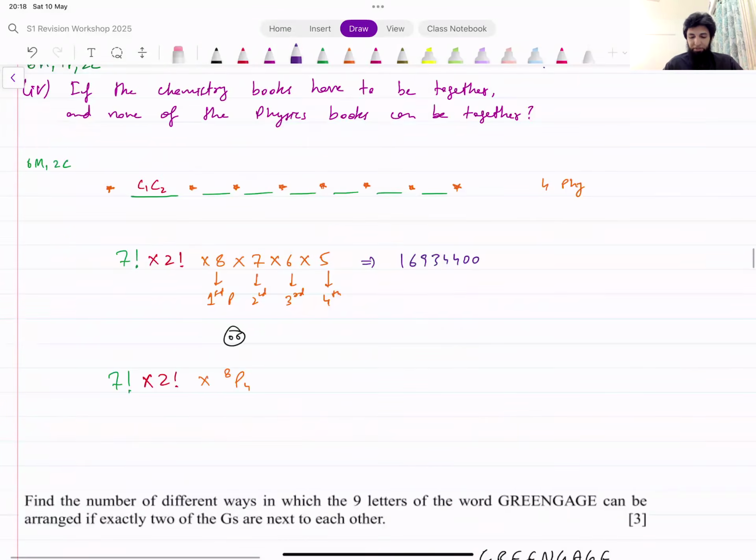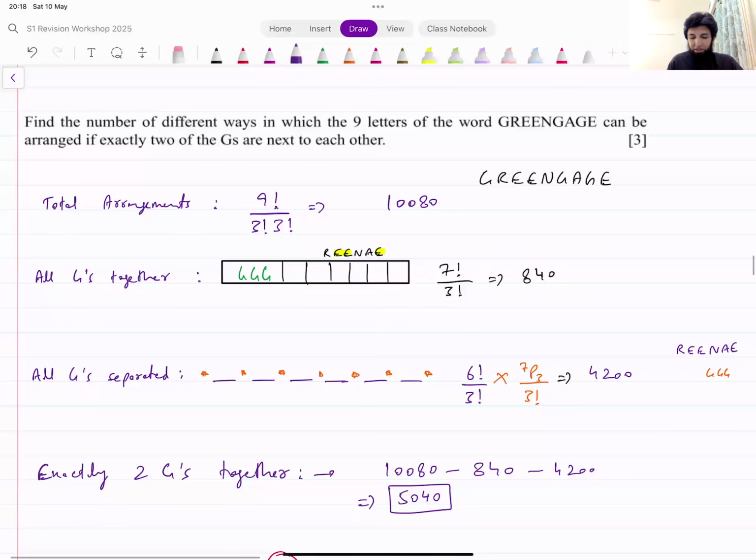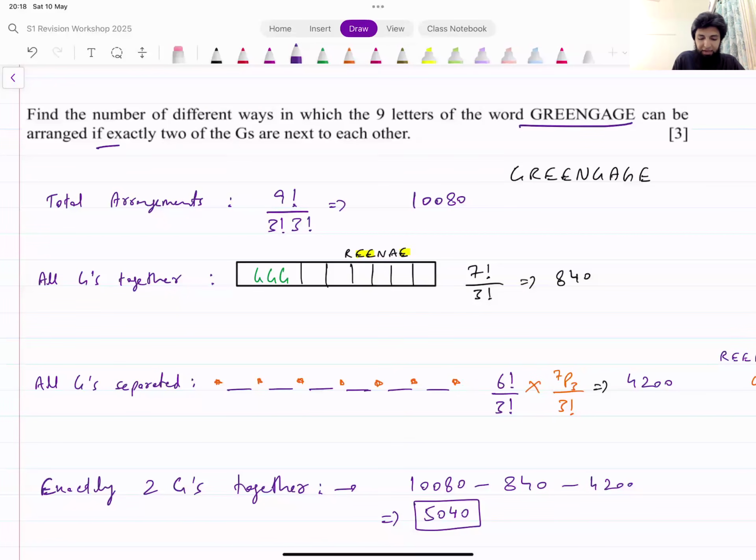Find the number of different ways in which the 9 letters of the word green cage can be arranged if exactly 2 of the G's are next to each other. Now, how many G's do we have in total? We've got 3 G's here. 1, 2, 3. We've got 3 G's. If we wanted all G's together, that would be straightforward. We would put those 3 G's in one box, and then we could just find that, right? Like we used to do earlier. If they want exactly 2 G's together, that's a bit problematic.